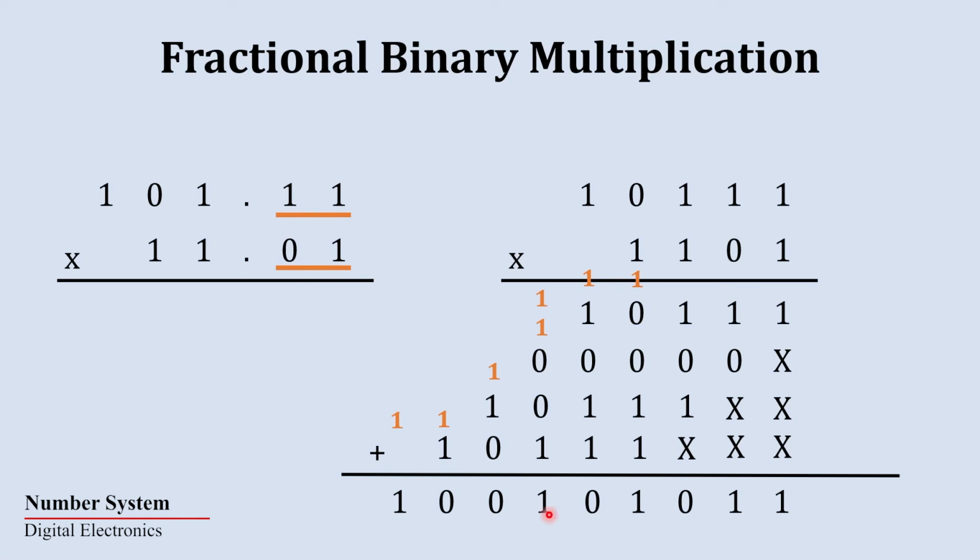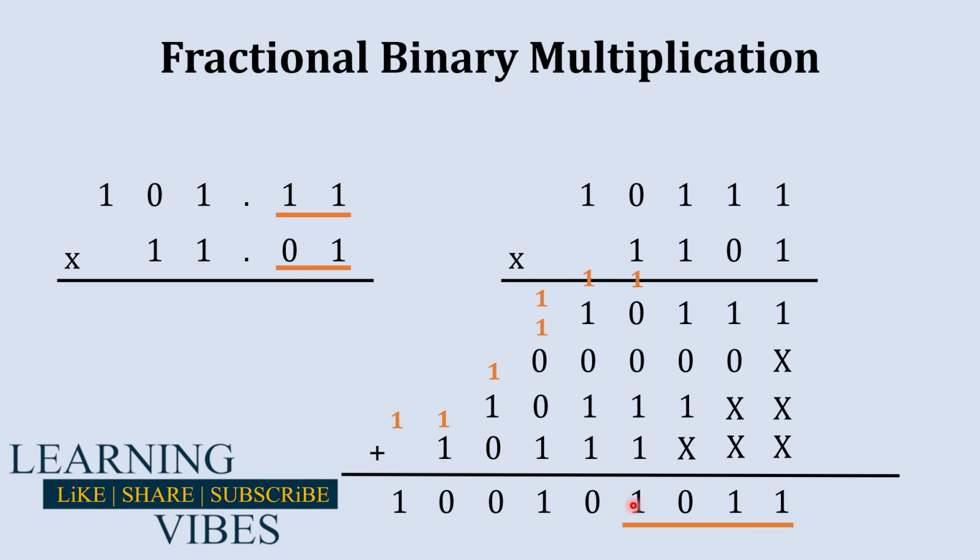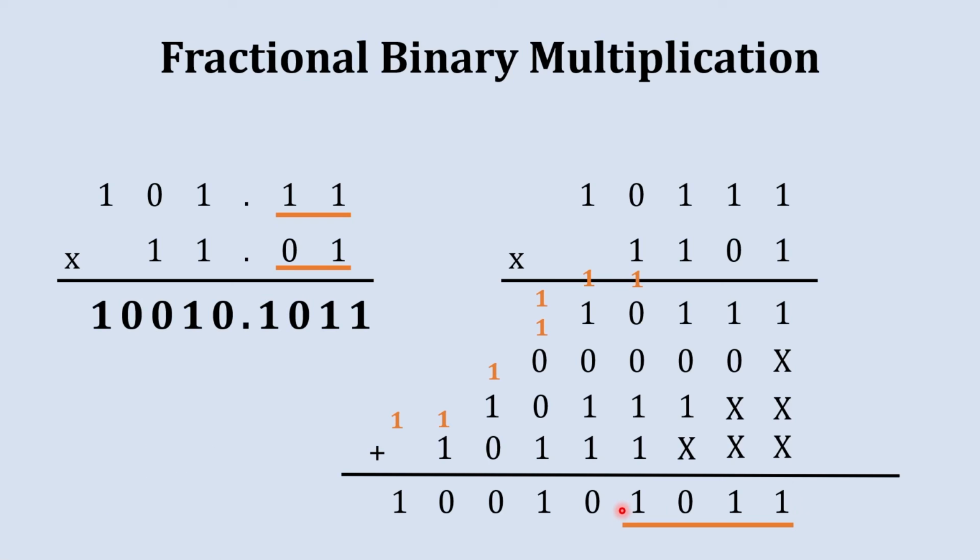So count 4 digits in your answer from the LSB. So this is our LSB and 4 digits from the LSB is this. So place a dot after 4 digits. So if we place a dot after 4 digits, our answer becomes like this: 10010.1011. And that's how you can get the multiplication of fractional binary numbers.